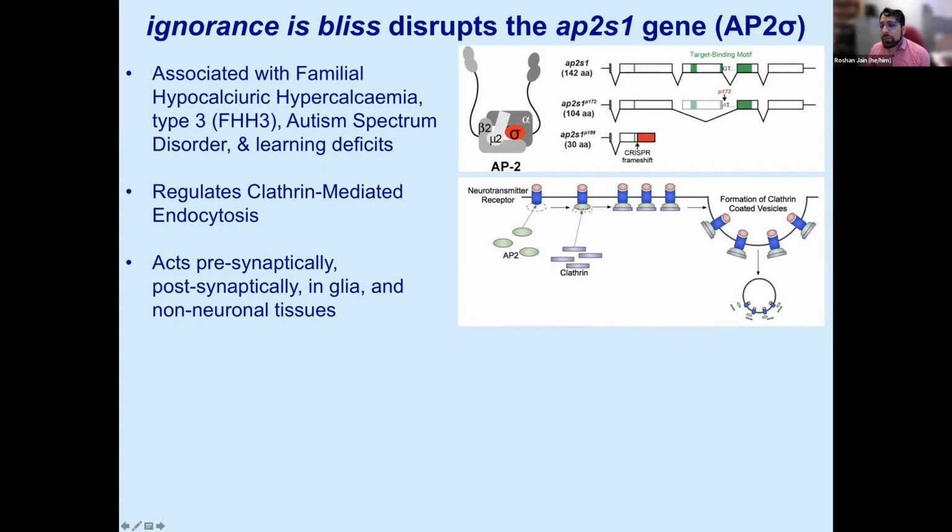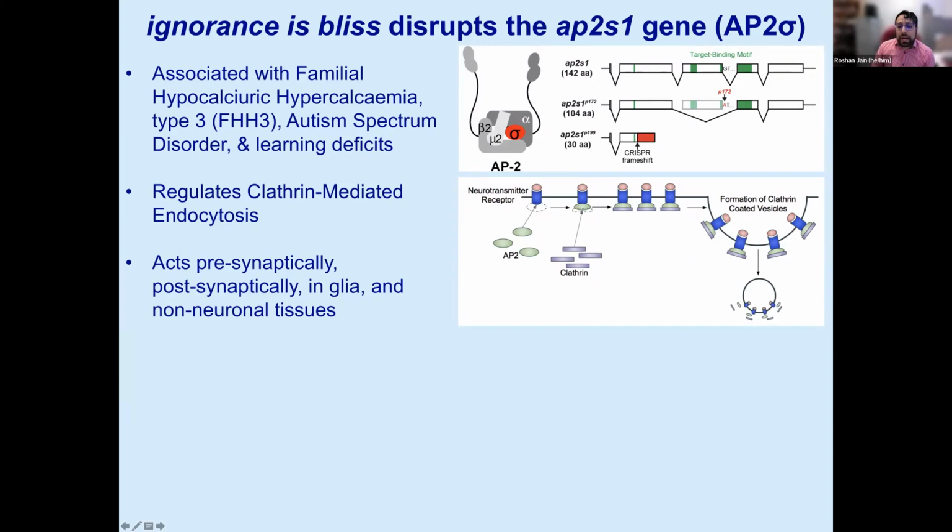This original allele that we identified, it drops out a single exon, but remains in frame. And so you get this sort of a shortened version of the protein, which actually in humans, this splice form is found endogenously, but it hasn't been clear really what the function of it is. So we suspect that this might be a partial loss of function. We're not sure yet. And so this AP2 complex is best known as a complex that regulates clathrin-mediated endocytosis.